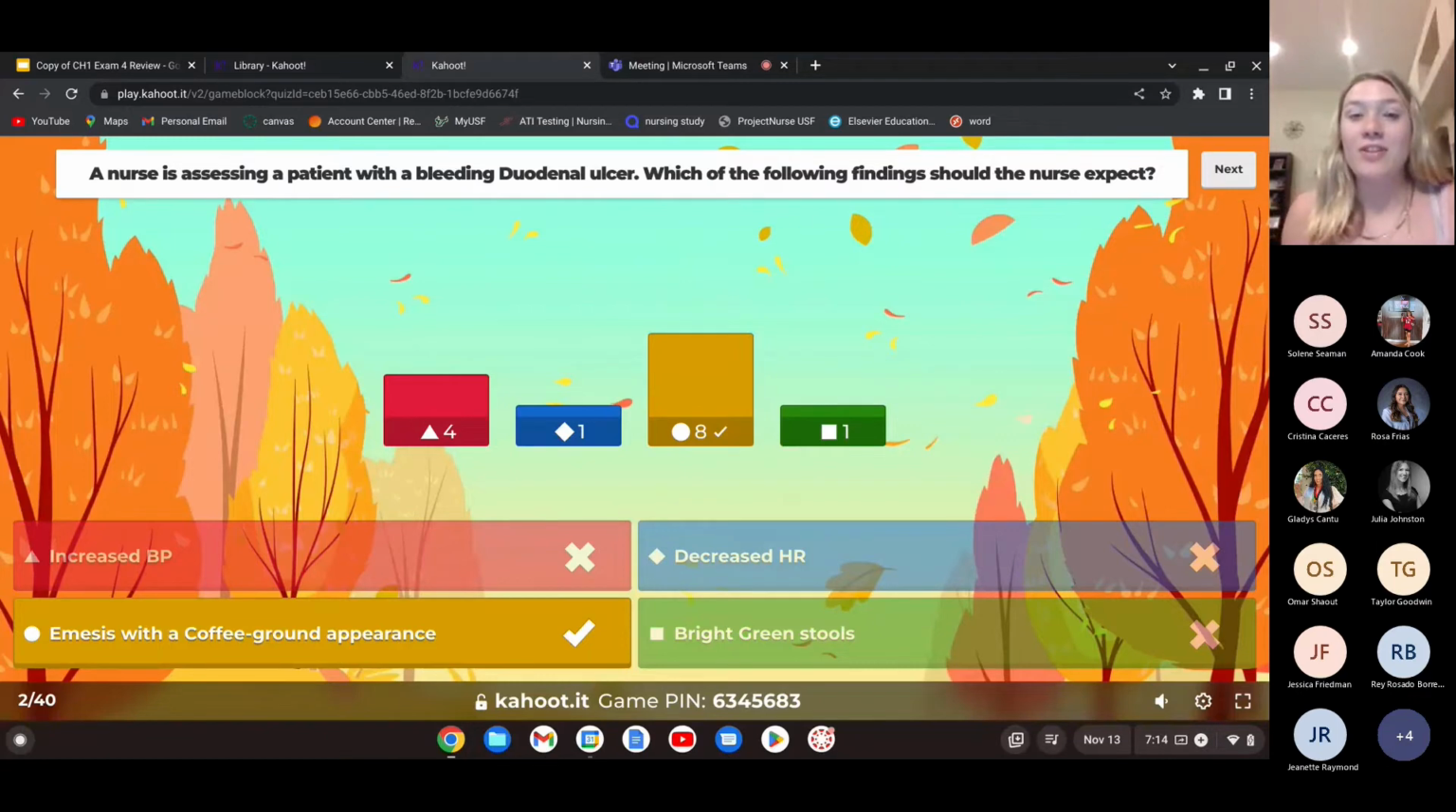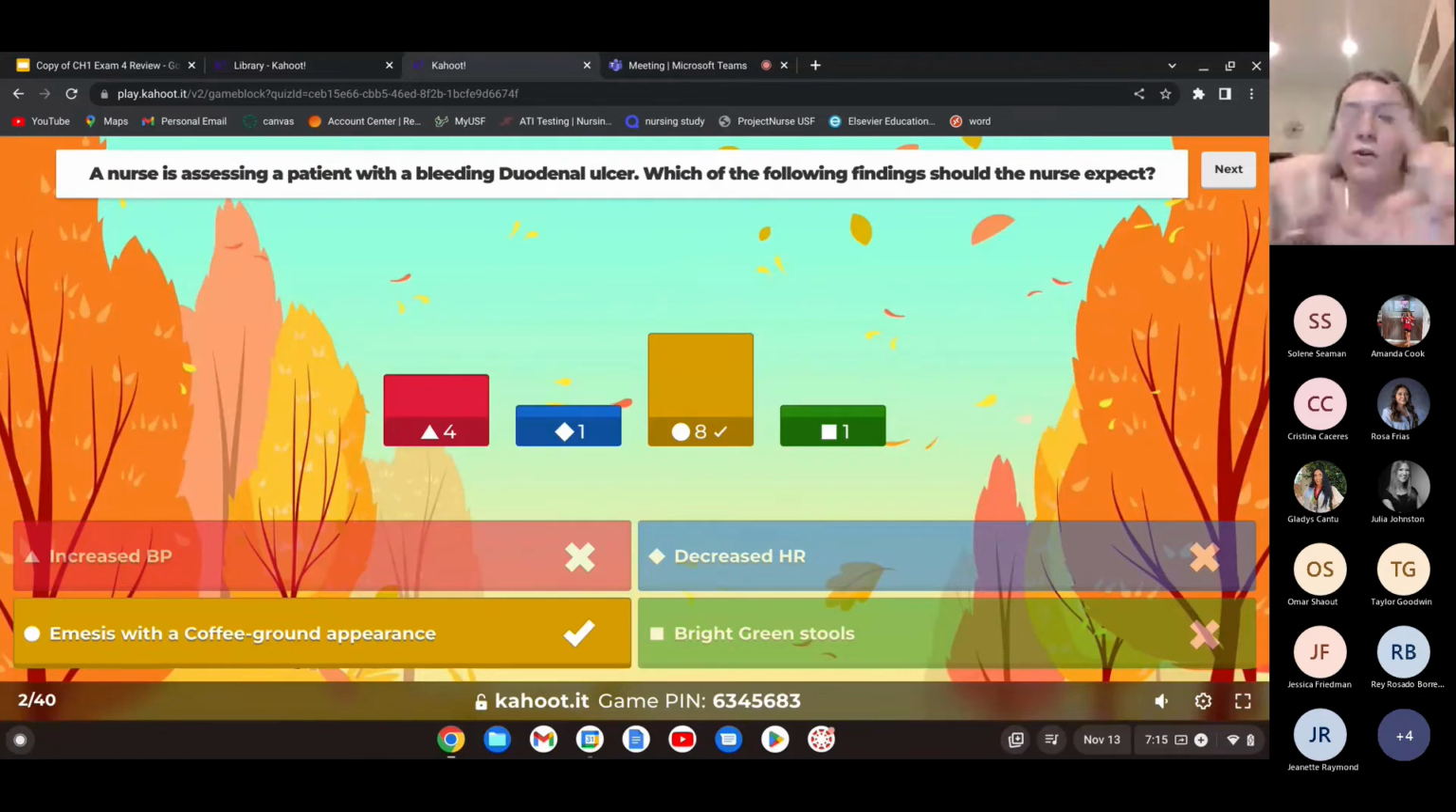That kind of shows us that there's digested blood. Remember, our duodenal, that's below the stomach. Stomach helps digest. So if there's a bleed down there, some digestion has occurred. So when I vomit it up, it's going to be partially digested blood. A couple of you guys picked increased blood pressure or decreased heart rate.